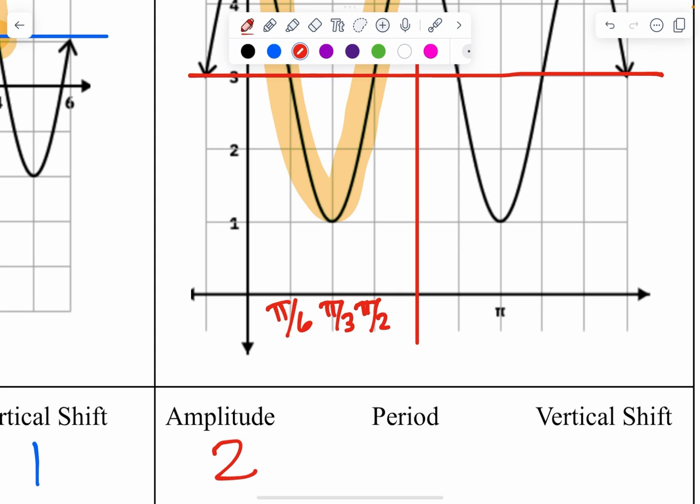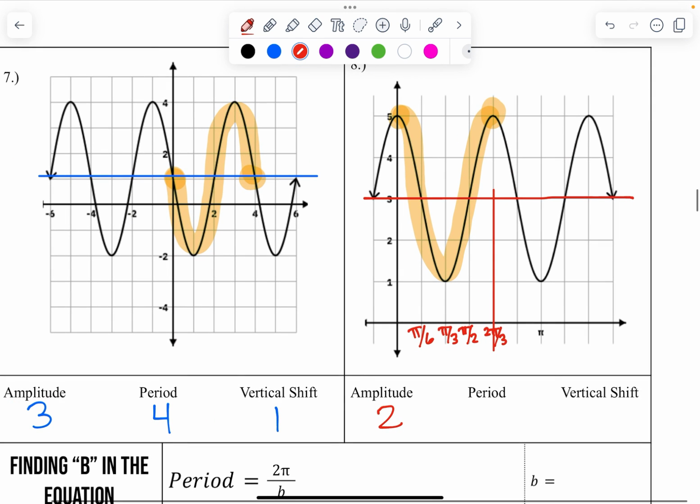Then it'd be 4 pi over 6, which is going to reduce to 2 pi over 3. So there's our period, 2 pi divided by 3. And the vertical shift, the midline, is up there at 3.